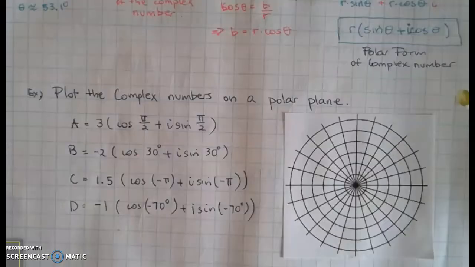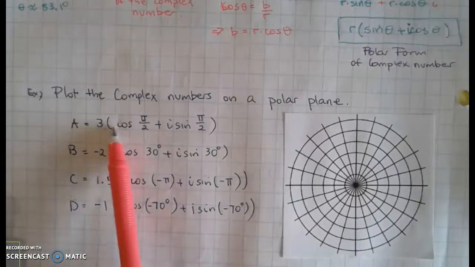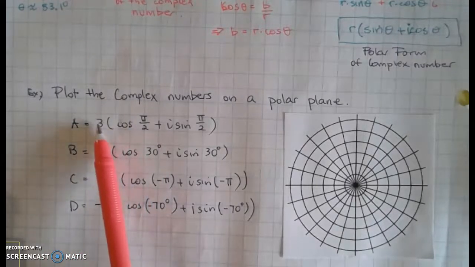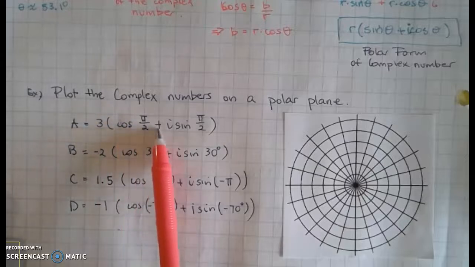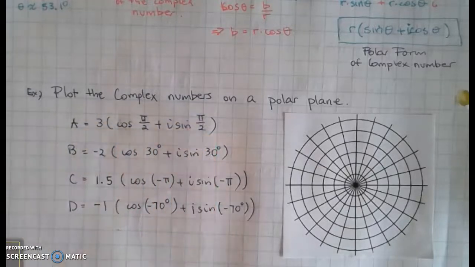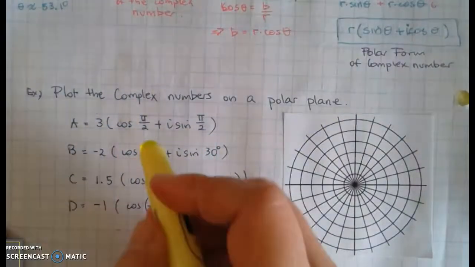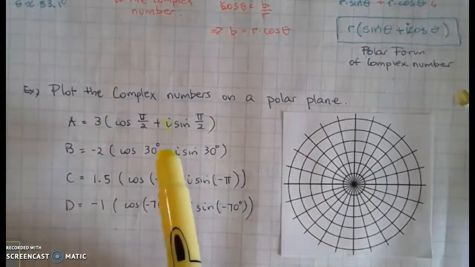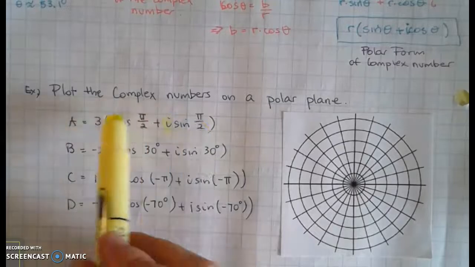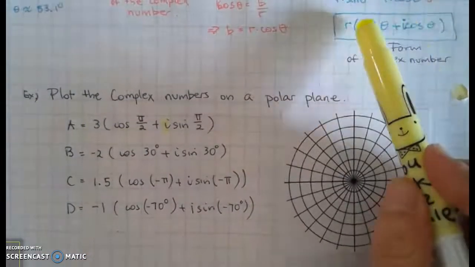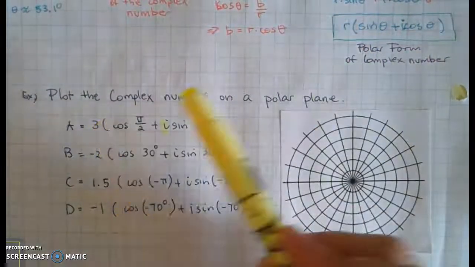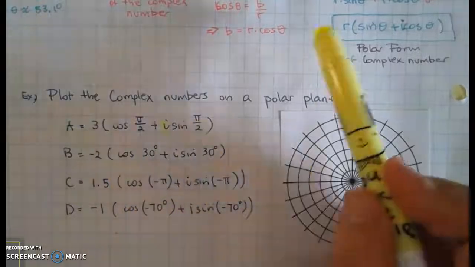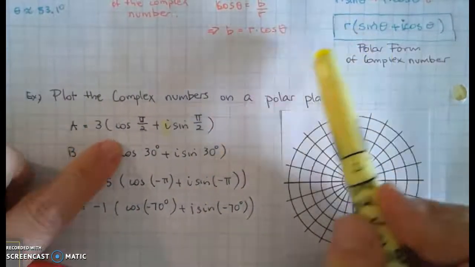Next, we're going to try to plot complex numbers on a polar plane. So we have 4 different points, A, B, C, D. The first thing you should notice is that when I have 3 parentheses cosine of pi over 2 plus I sine of pi over 2, you should be thinking, oh, I have an I here. Maybe this is a complex number represented in polar form, and it does follow the pattern. R is the number in front, so the radius is 3.